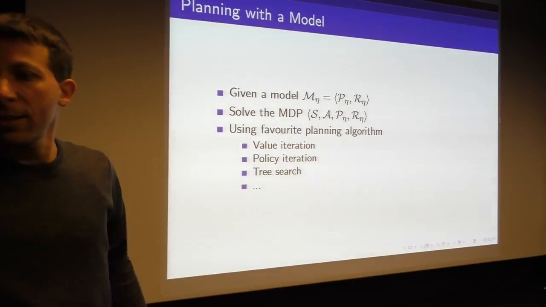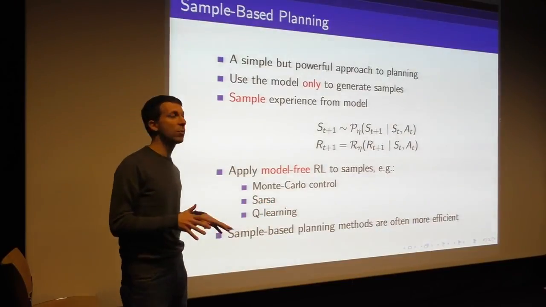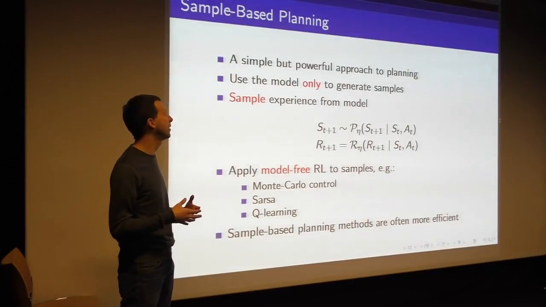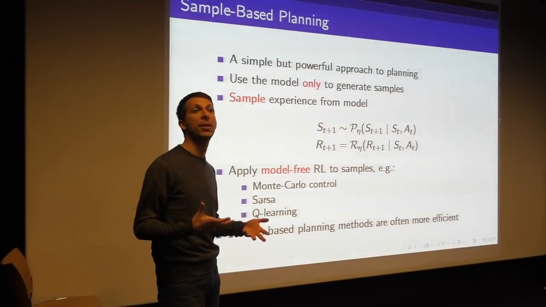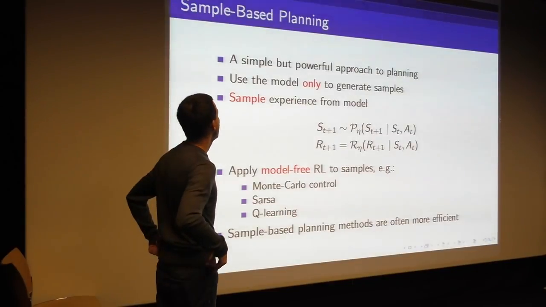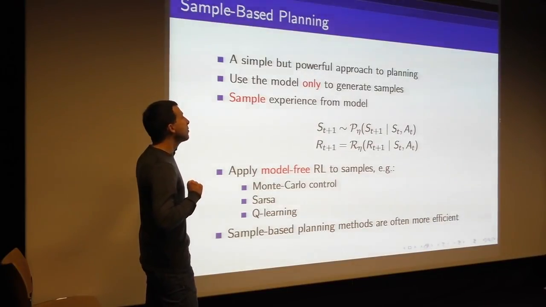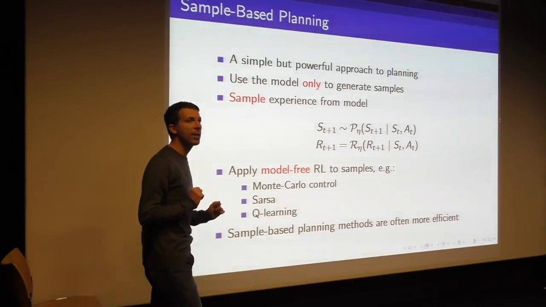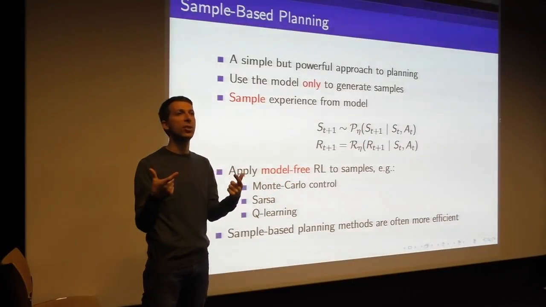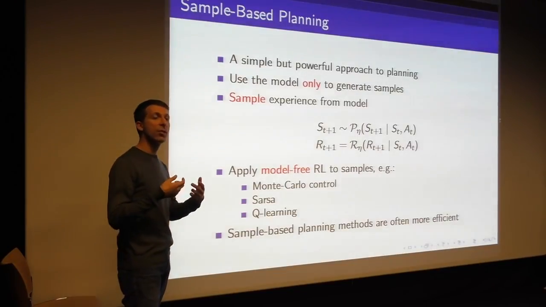So again, let's make that concrete. The method I'm going to talk most about in this lecture is what we call sample-based planning, which in some sense is the simplest possible way to plan, but it also turns out to be perhaps the most powerful way to plan. And certainly the empirical results support that, at least in complicated domains. The idea is to only use the model to generate samples. Unlike dynamic programming, where you look at the probabilities of transitions and integrate over those probabilities, we're just going to use the model to generate samples.